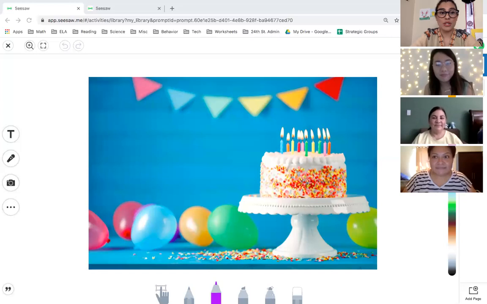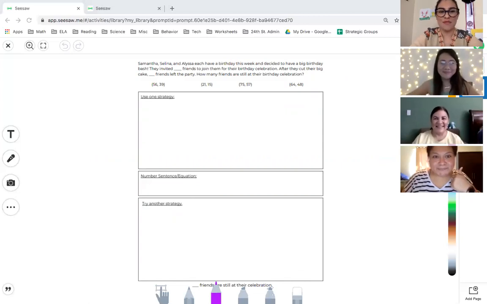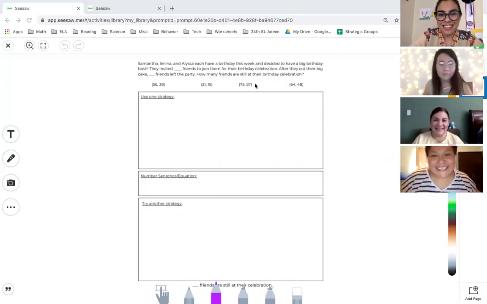So now let's go into our second read. And this is when we show the problem and we can pick our number set. So who would like to pick our number set for today? All right, Ms. Rosales, you're the first one. What number do you want? I know you like to challenge us. I would like for us to try 64 and 48.